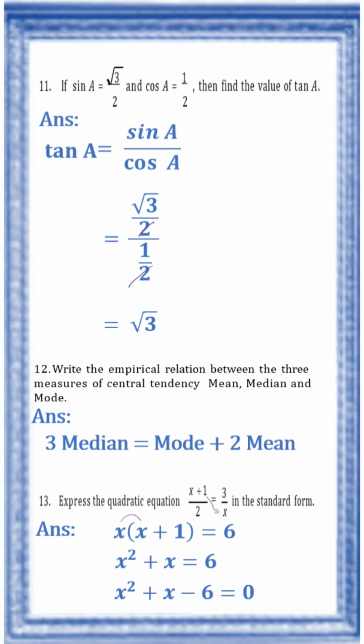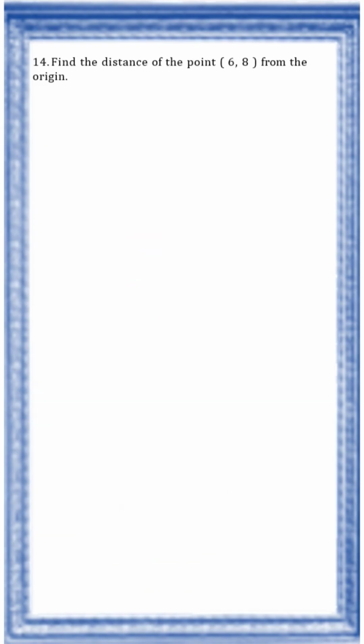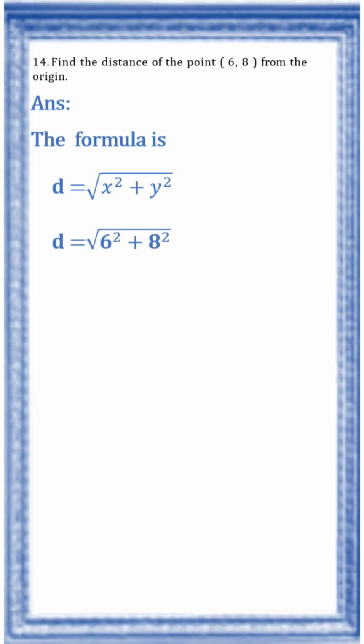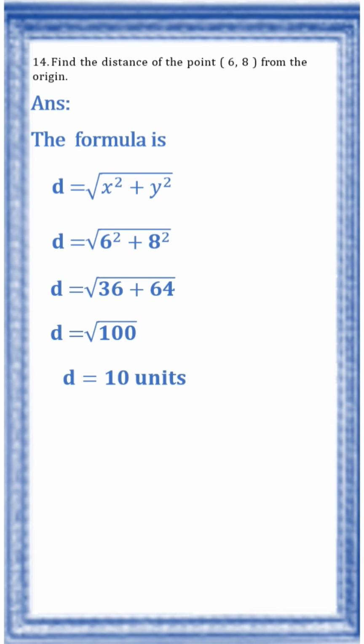Find the distance of the point 6, 8 from the origin. Here the formula we use is d is equal to square root of x square plus y square. Here x is 6, y is 8. Very easy question. We can even tell that 6, 8, 10 are Pythagorean triplets. So the answer is 10. 6 square is 36, 8 square is 64. So that is equal to square root of 100, which is equal to 10 units. Don't forget to write units here, because it is in the figure.